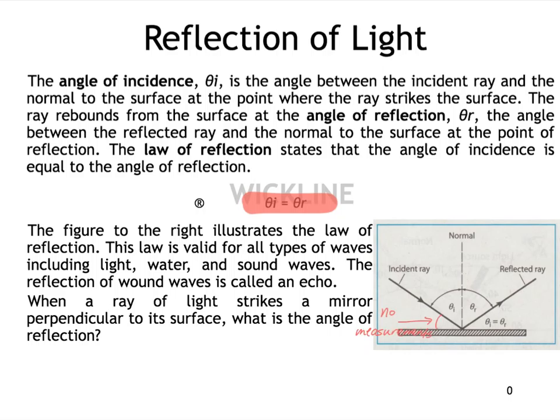So this is sort of a brain teaser, but let's say that you have an incident ray on a mirror, and it strikes the mirror perpendicular to the surface. So essentially, if the incident ray comes down the normal, what would be the angle of reflection? So of course the answer would be 0 degrees, because the incident angle when measured against the normal, if it's on the normal, that angle would be 0, and the reflection is going to be the same angle, so 0 degrees.